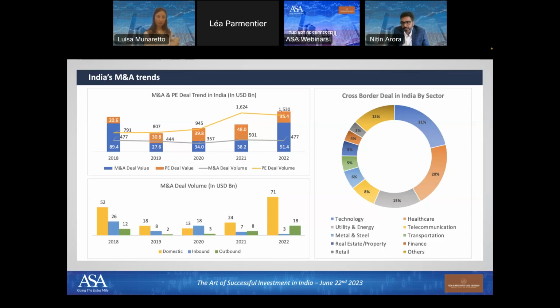On the healthcare side, there was one large transaction. Biocon made an acquisition in the US last year for $6 billion, and that's why you see a big chunk of the cross-border M&A happening on the healthcare side. But across technology, healthcare, utility, telecom, and energy, which is renewable energy, solar, and wind, we are seeing a lot of interest and inquiries from our clients who are looking to invest in these sectors.